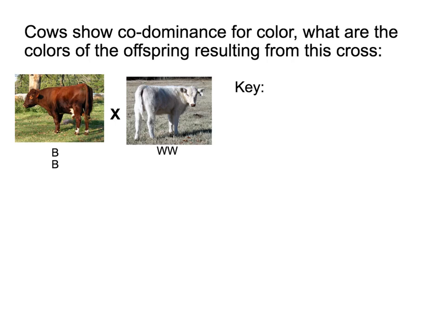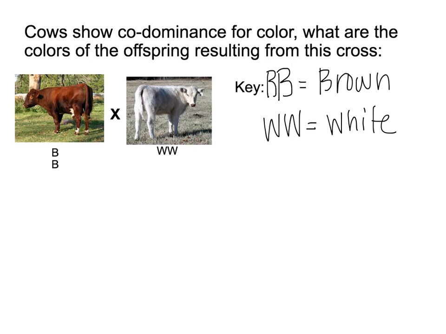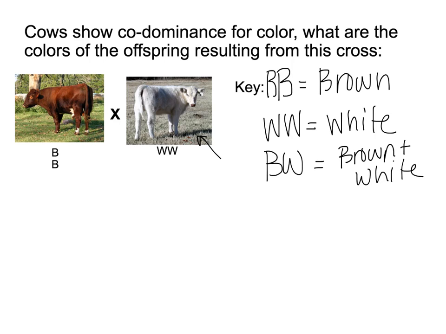All right, so let's go through the following sample problem. Cows show codominance for color. What are the colors of the offspring that will result from this cross? So we are going to make a key. B is going to be brown, and remember that we need two big B alleles in order to equal that brown coat color. Because they're codominant, our other allele is going to be white. We need two big W's to get that white coat color that we see right here. And then our heterozygous individual is going to be both brown and white. So make sure you make your key accordingly.